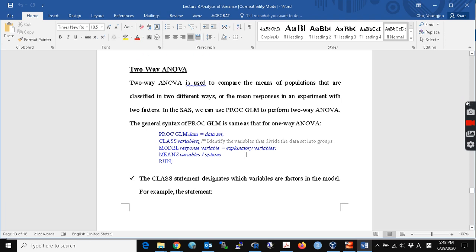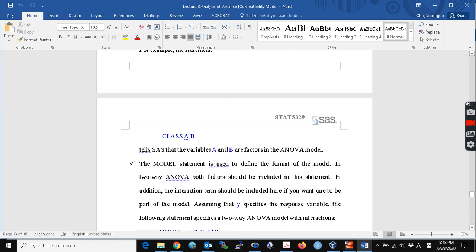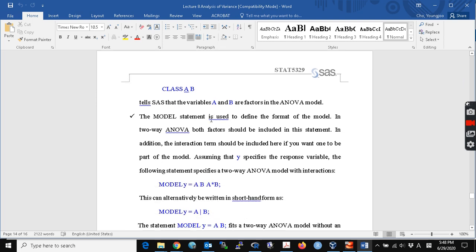Okay, so two-way ANOVA. Two-way ANOVA is when we want to compare the means of populations that are classified two different ways, or you have two factors in the experiment along with the responses. The general syntax of GLM is the same as the one-way ANOVA. In the class statement, we have two factors, so we put the two variables here. And then the model statement is used to define the format of the model.